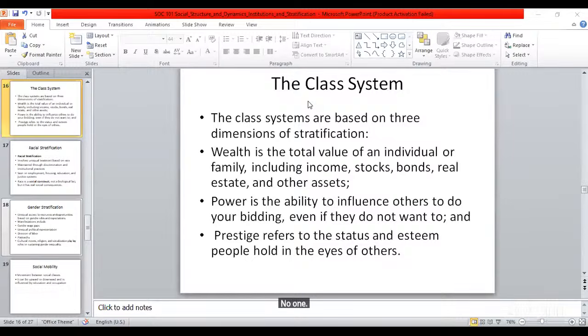The dimension of power, then the status and esteem, where others look up to you. In every society you have people who do not possess all three. At times you can see somebody that possesses all three, somebody that has power and prestige. And in some cases you can see people that have wealth, but they do not have prestige.